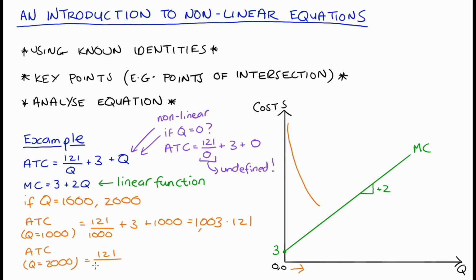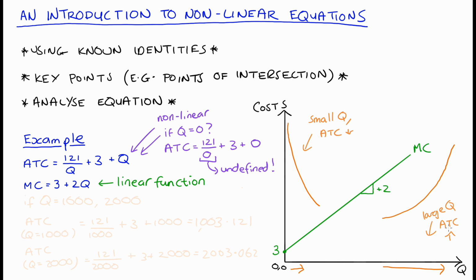If Q was 2,000, average total cost is 121 over 2,000 plus 3 plus 2,000, which is 2,003 and some change. So you can see for larger values of Q, average total cost is increasing. As we increase Q, average total cost increases. And it's really the behavior of that last term, plus Q at the end, that's driving that, and the fact that that first term, 121 over Q, is very small for large values of Q.